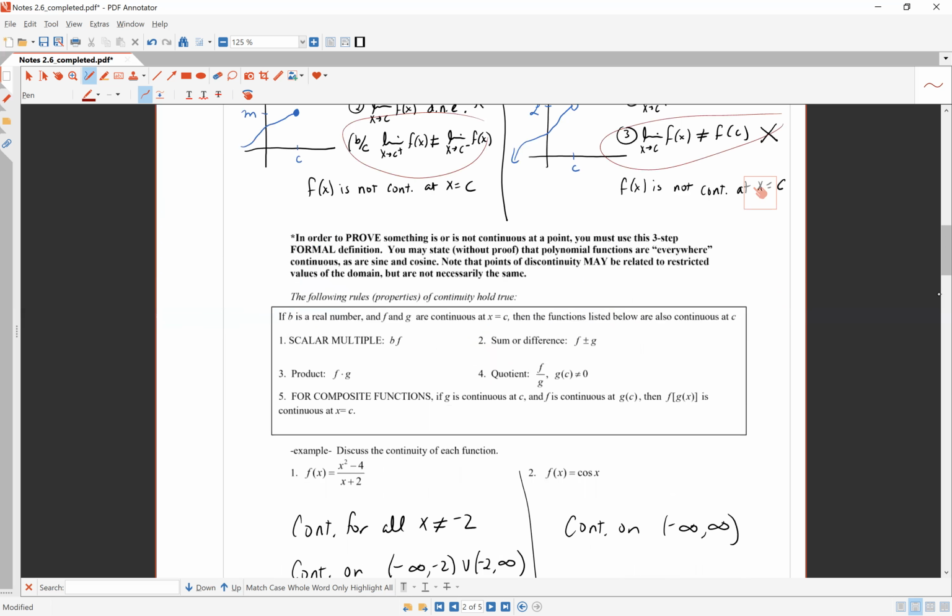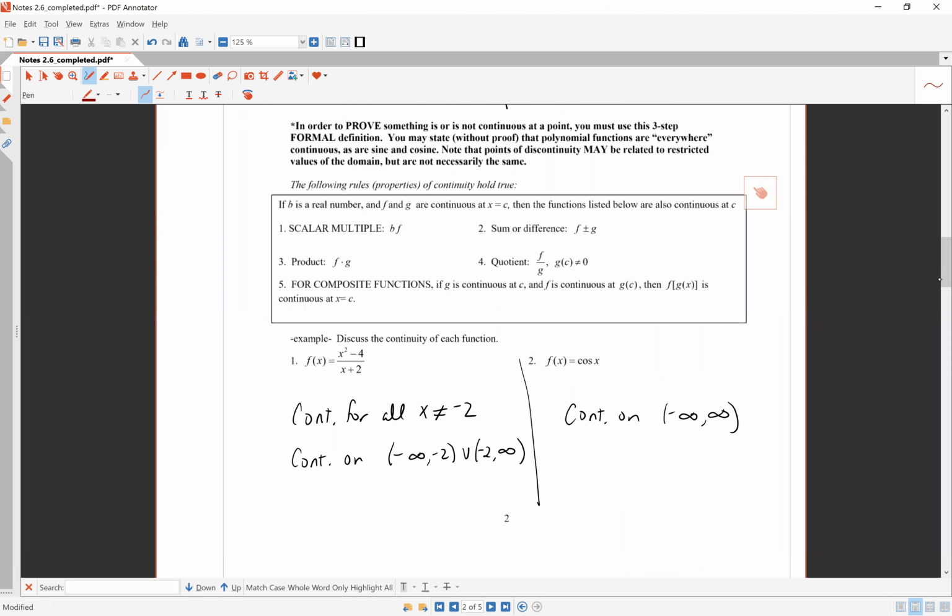And so if a function is continuous at some point c, there's a bunch of rules, students. It's kind of intuitive. We use them all the time without thinking about it. We're talking about this box right here. If a function f is continuous at a point c, and also g is continuous at c, well, if you multiply by a constant, b times f is still continuous at c. So again, these two functions, f and g, are continuous at c. You can take their sum or difference and that's still continuous at c.